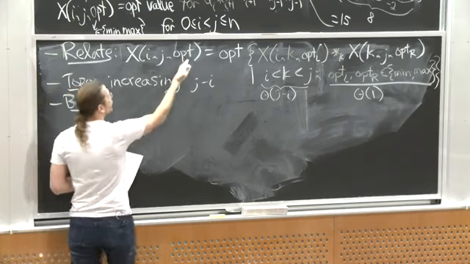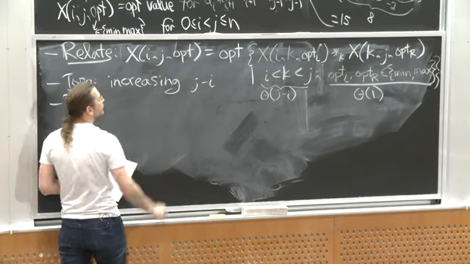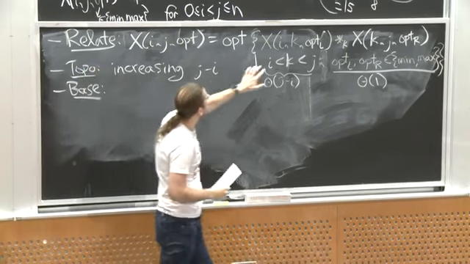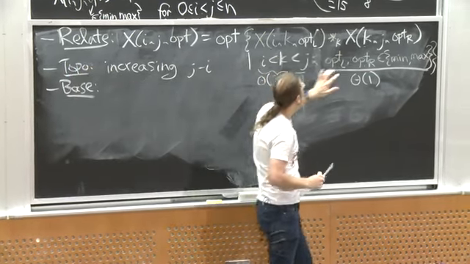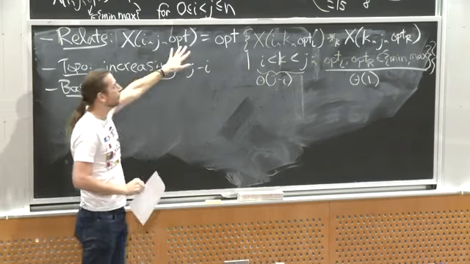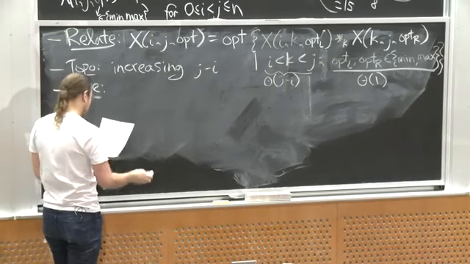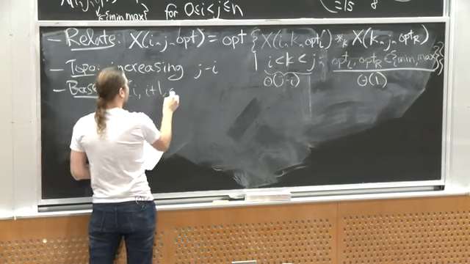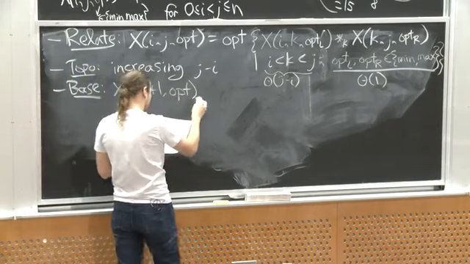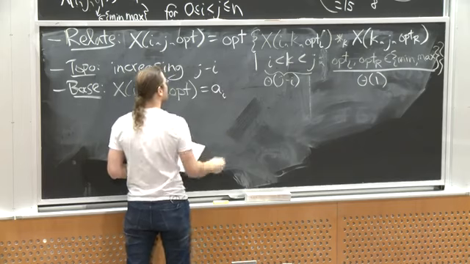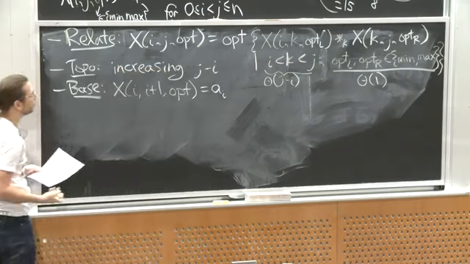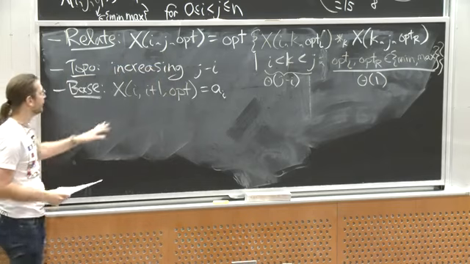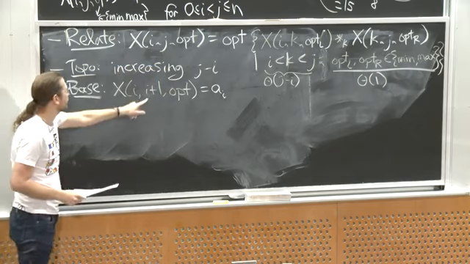And it doesn't matter how we order relative to opt, as long as we are increasing in j minus i, because i to k and k to j will always be strictly smaller than i to j, and so this will be acyclic. The base case is x of i plus 1, opt. This is always a i. Doesn't matter what opt is, because there's no choice. You just have a single number in that substring, because we're exclusive on i plus 1.